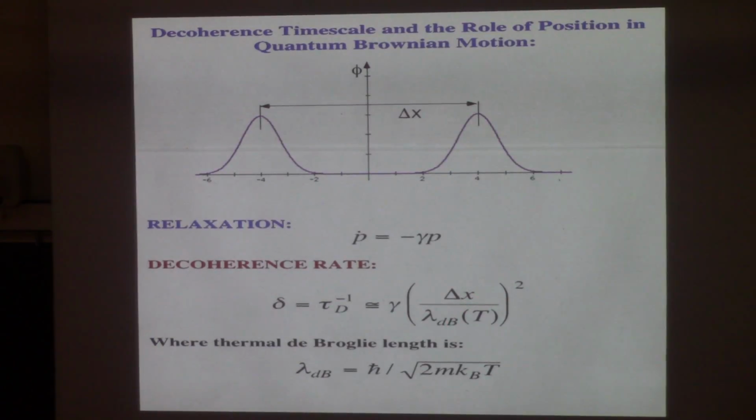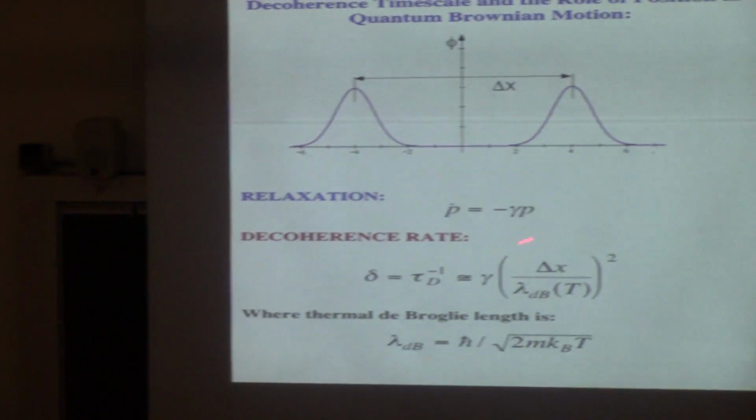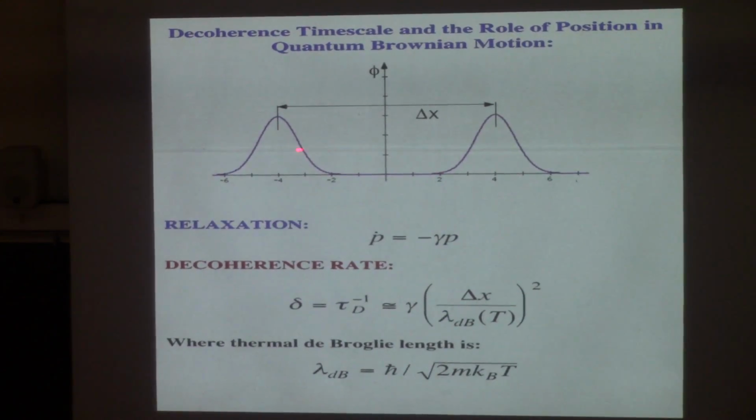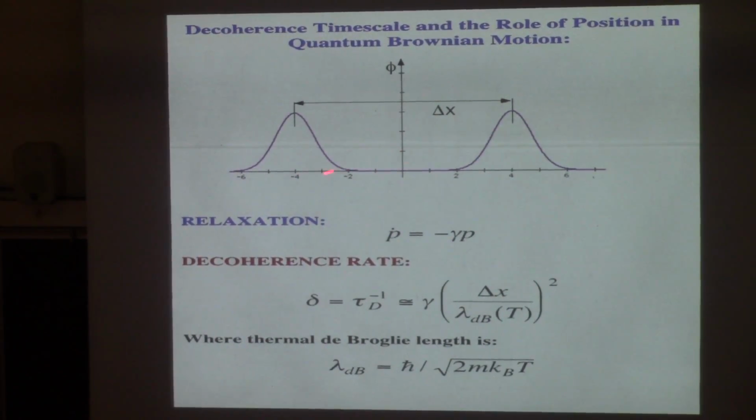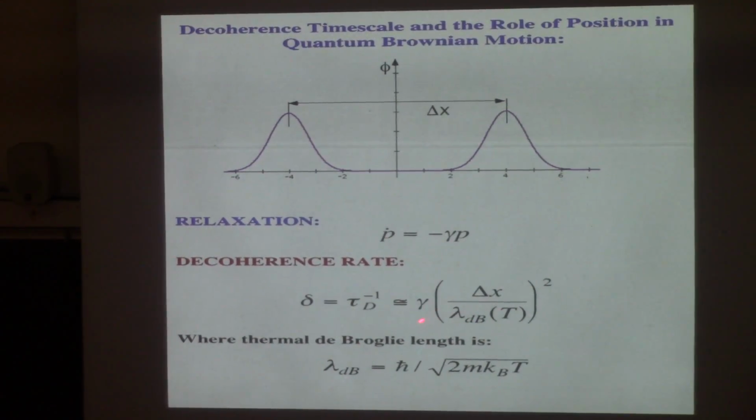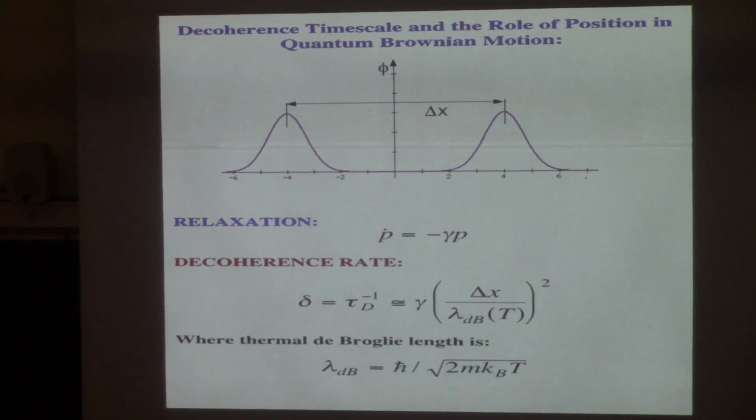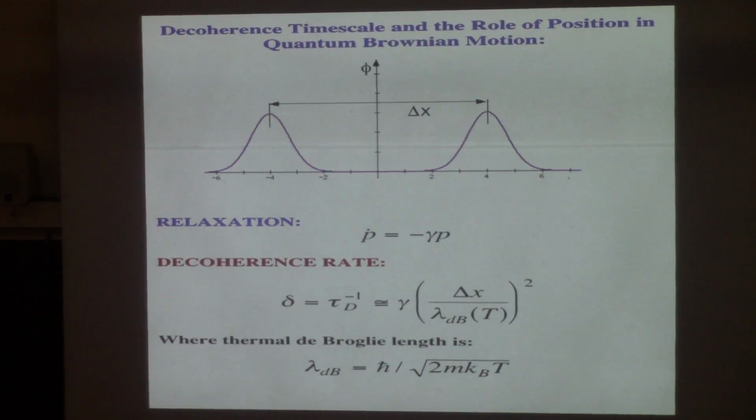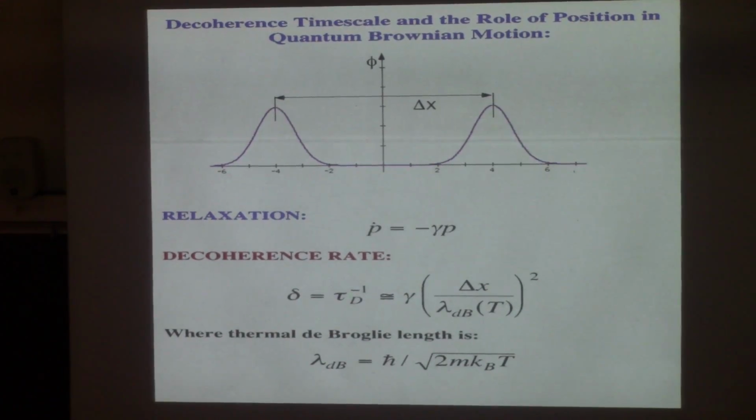Now, if it's given by gamma, that means that if you isolate your system extremely well from the environment, you would think you would be able to preserve coherence. Well, you would have to be really good at isolating this, because this term is the distance, the size of the superposition, the distance between the peaks, divided by lambda, the thermal de Broglie wavelength. Thermal, because the equation that I wrote before assumes temperature is dominant.